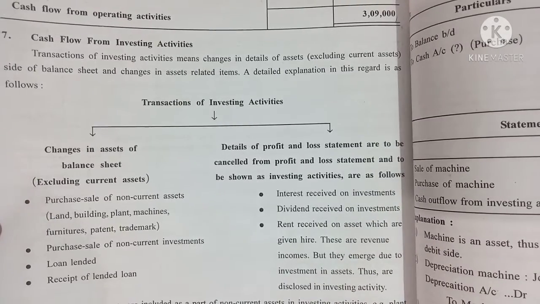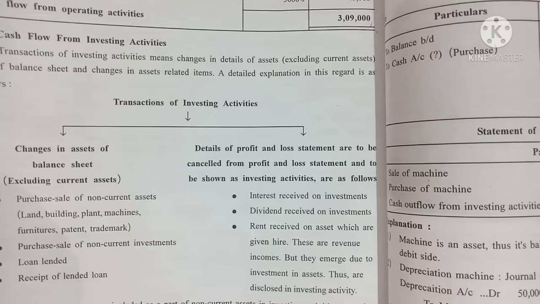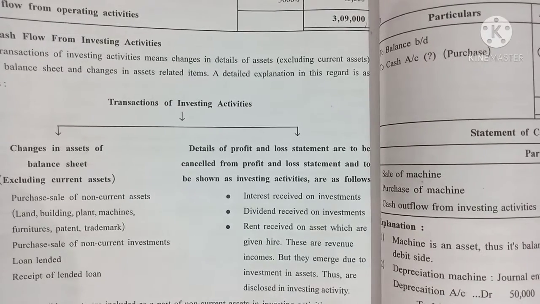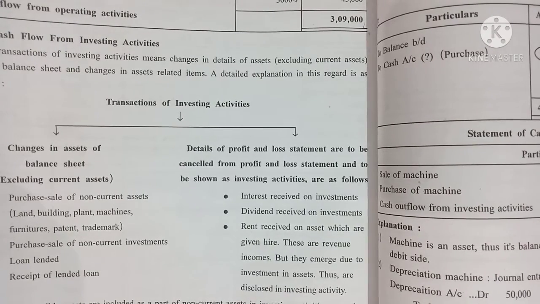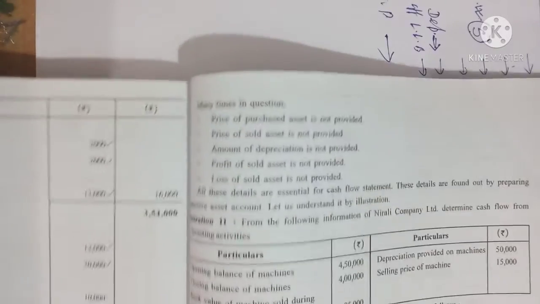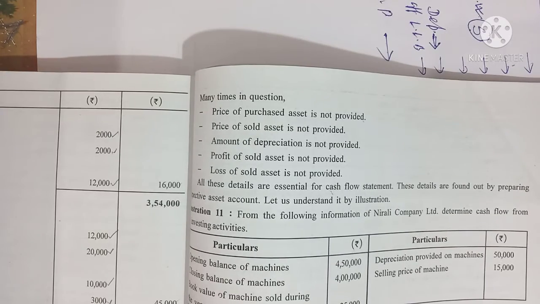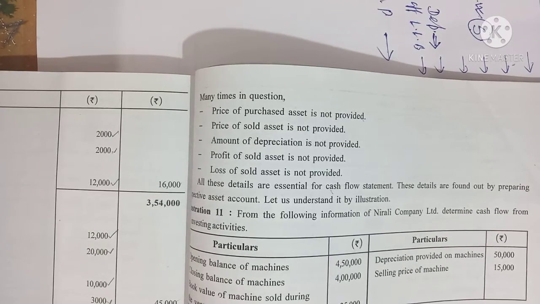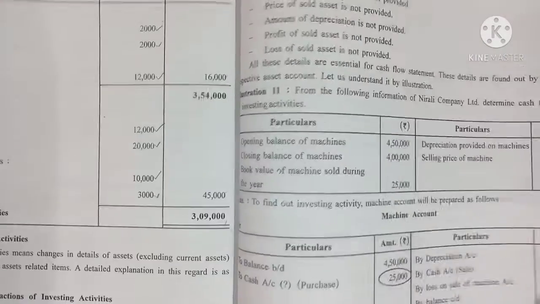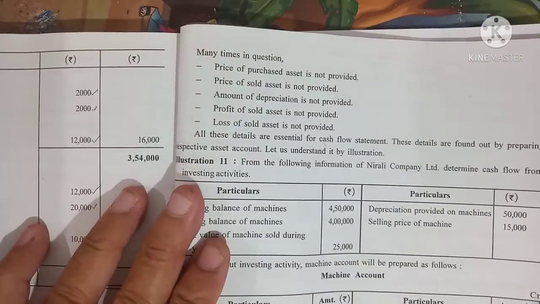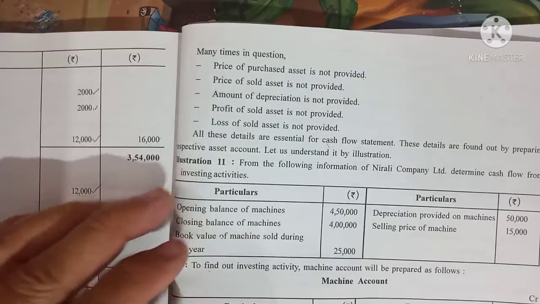Fixed tangible assets are included as a part of the non-current assets in the investment activity, for example plant, machinery, furniture, depreciable assets. Now what type of questions are coming, that is illustration number 11. When I explain, you will understand. But what type of question will come? Some questions will come where one or two items will not be disclosed.